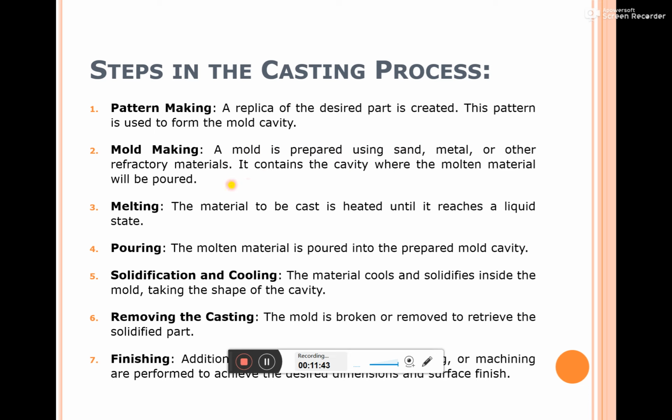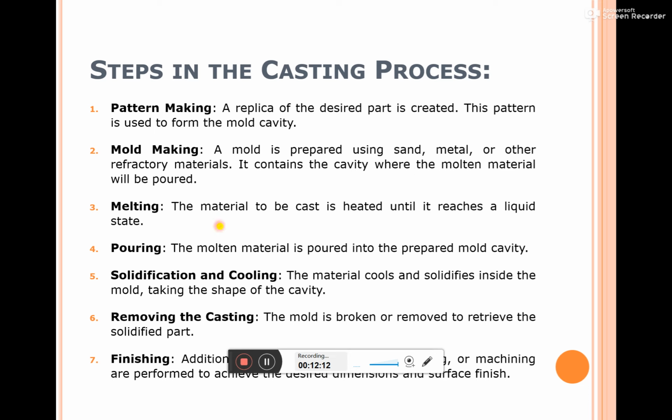Here I already mentioned that to prepare the mold cavity, we have to use the molding sand. Why we use that particular molding sand is because it has good refractory property, and also we can pour the molten material into that particular mold cavity which is made of sand.